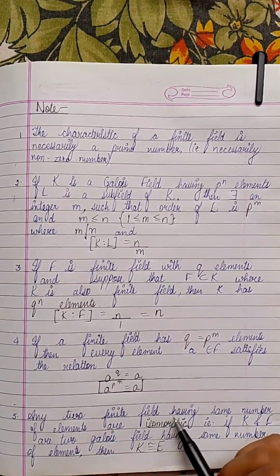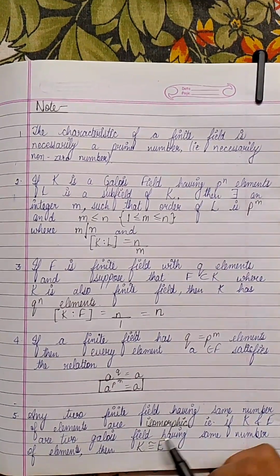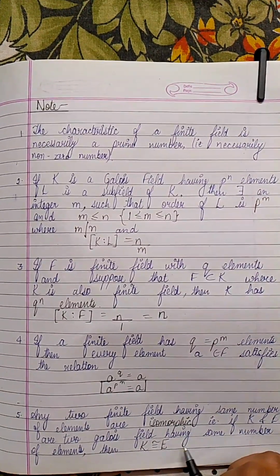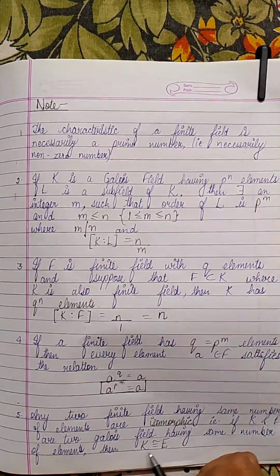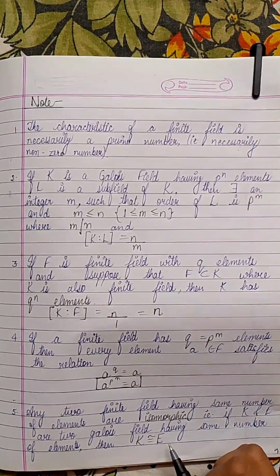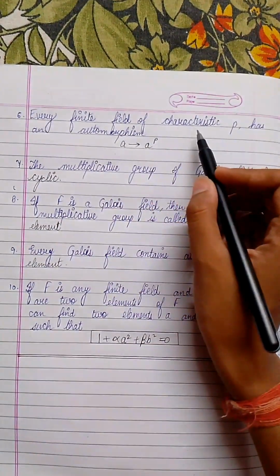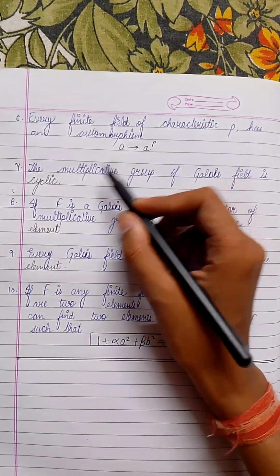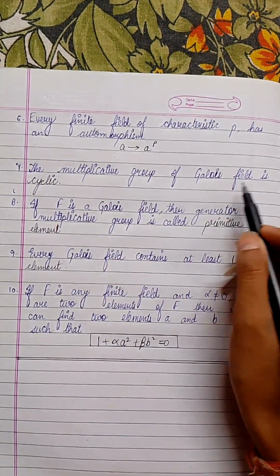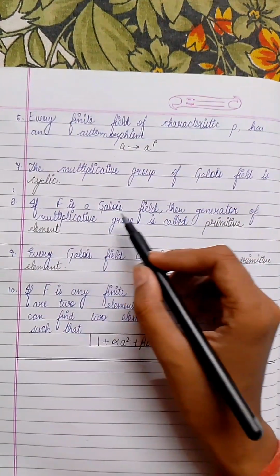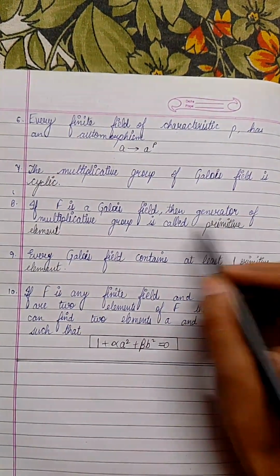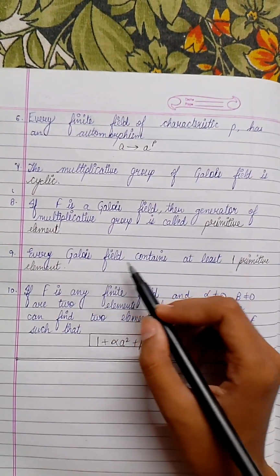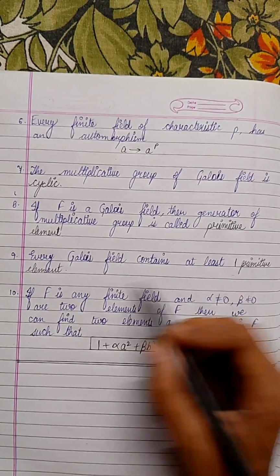Any two finite fields having the same number of elements are isomorphic, that is, if K and E are two Galois fields having the same number of elements, then K is isomorphic to E. Every finite field of characteristic p has an automorphism a to a to the power p. The multiplicative group of a Galois field is cyclic. If F is a Galois field, then the generator of the multiplicative group is called the primitive element. Every Galois field contains at least one primitive element.